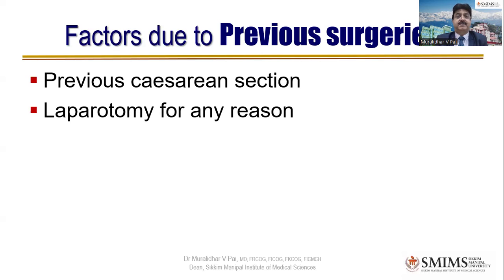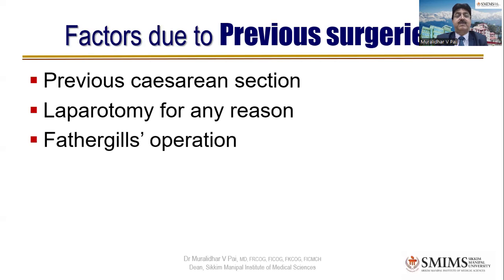Laparotomy for any reason. You don't know why the laparotomy was done. Maybe it was a rupture uterus also, right? So you should know about it. Fothergill's operation will run a risk of incompetent cervix. Fothergill's operation is nowadays very rarely done because we don't see that much congenital elongation of cervix. I have hardly done a handful of surgeries of Fothergill's. But anyway, if there is a history of that, or trachelectomy, maybe the other thing that is done these days is conservative surgery for cancer cervix.